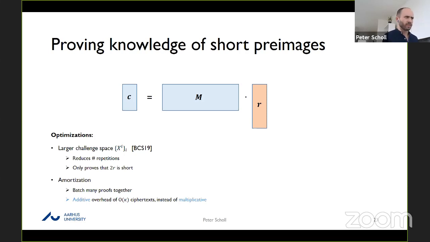And then another, I think, very important optimization is amortizing proofs. So with a naive binary challenge space, or even with the powers of x challenge space, you still have to repeat this proof many times and send a new ciphertext for each time you want to prove. So if you have many ciphertexts you want to prove at once, say if you're creating a very large batch of triples, with amortization techniques, you can reduce this multiplicative overhead in the security parameter from repetitions to just an additive overhead. So this greatly reduces your communication complexity down to just a constant factor on top of the passive protocol instead of multiplicative.